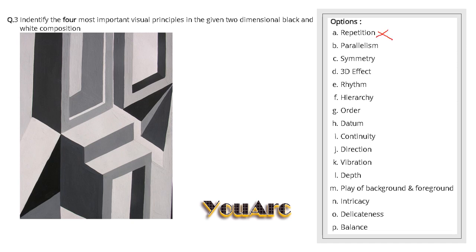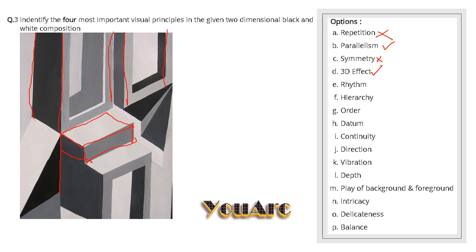Parallelism, yes, we have parallel lines happening here. See the parallel lines here. We can see so many lines which are not intersecting, but going in a way. So parallelism is there. Symmetry? No, we don't have symmetry here. 3D effect, yes, we have 3D effect. We can feel it here, right? With the depth created with different colors, we can feel this 3D. So the 3D effect is created here.